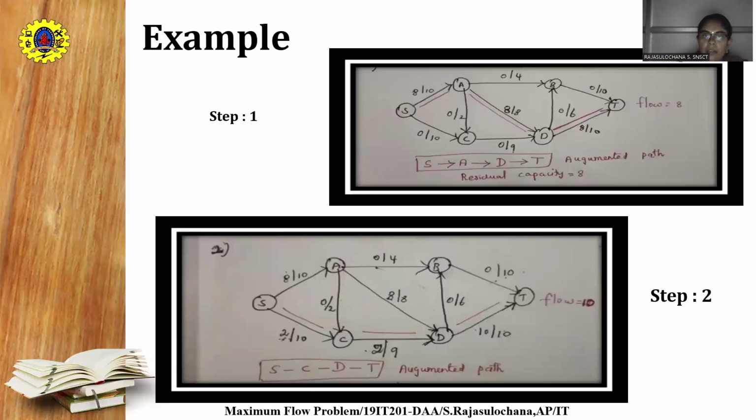Similarly, the next augmenting path chosen is S, C, D, T. From S to C, the capacity is 10, and from C to D, the capacity is 9.